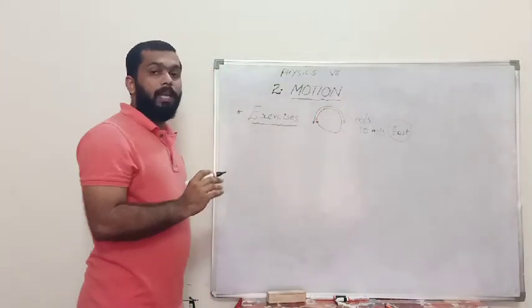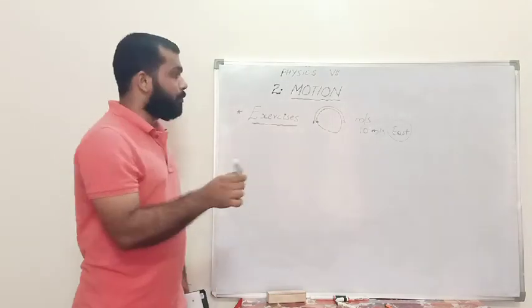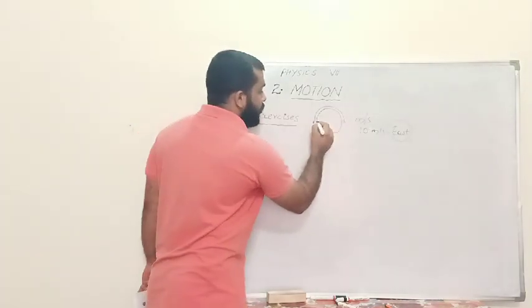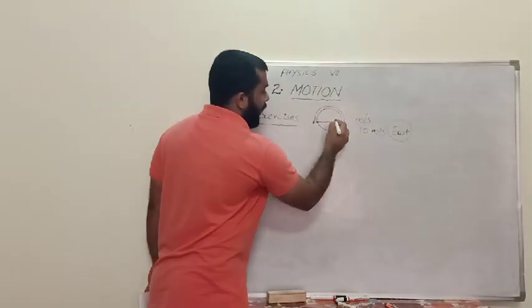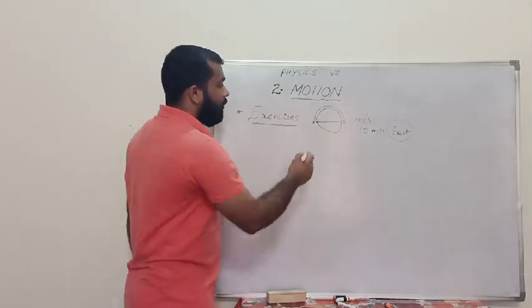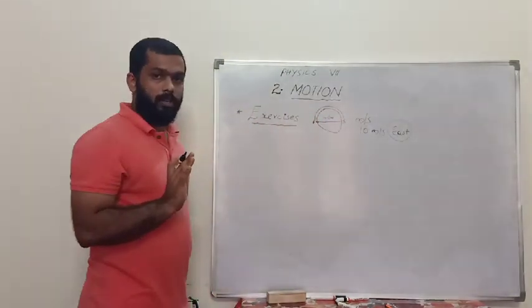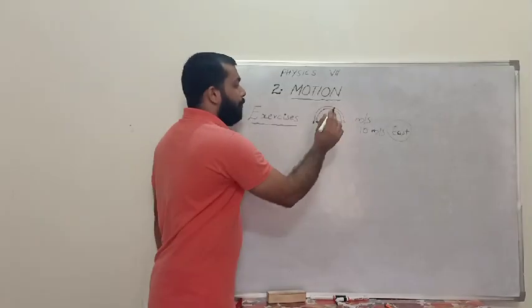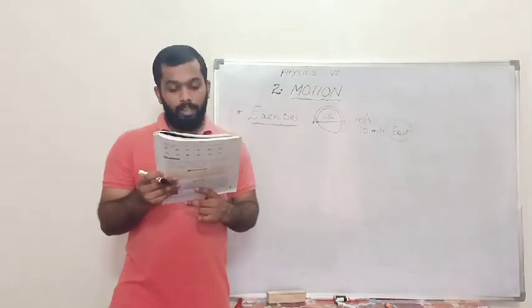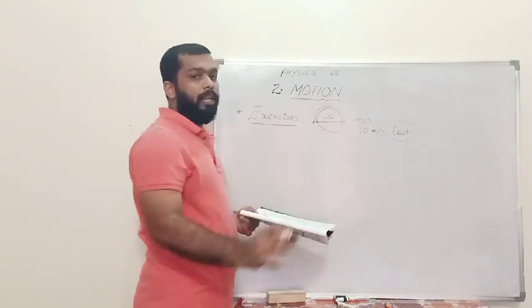So what is the displacement? Displacement is the shortest distance between A and B. This is the shortest distance between A and B, and this is called the diameter. What is the diameter? It is given as 40 meter in the question. So the answer is 40 meter. The displacement of this man is 40 meter.